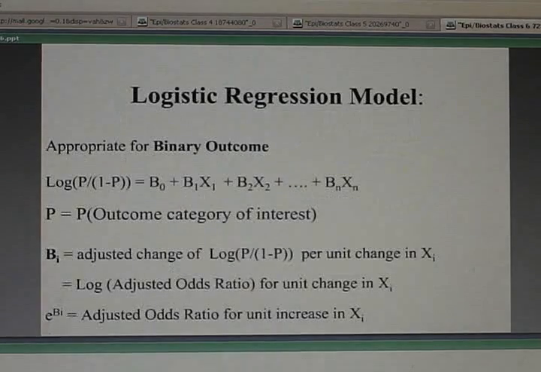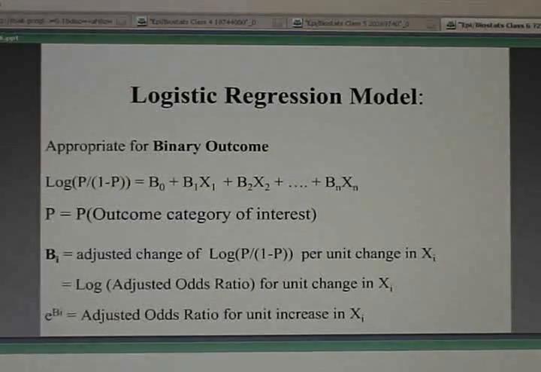So let me give you the general formula. If you have a binary outcome, this is what we'll talk about next week. We'll talk about logistic regression models. This type of model is appropriate if you have a binary outcome. The focus is on the risk P of developing an outcome category of interest: the risk of dying, as in the previous example, or the risk of being anxious if you're trying to build a model of who's anxious and who's not anxious. The outcome of interest is the risk, the probability of developing that outcome category of interest, the risk of dying, the risk of developing anxiety.